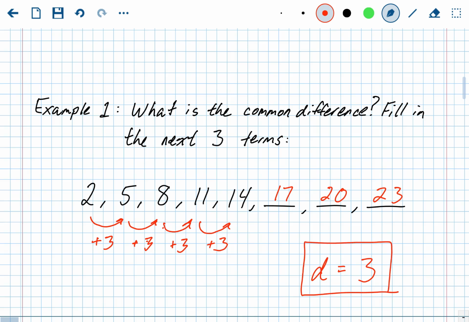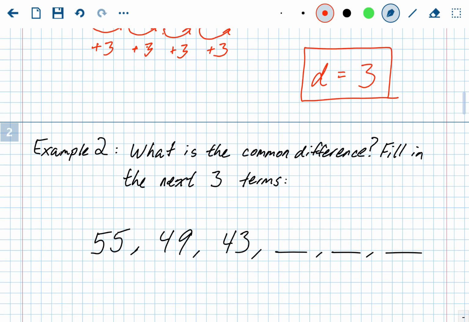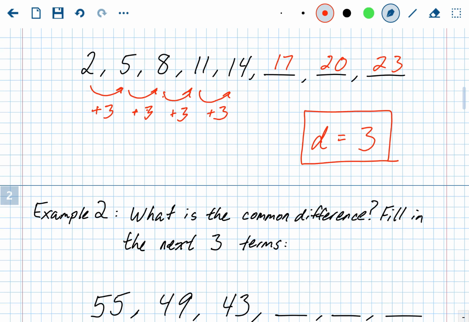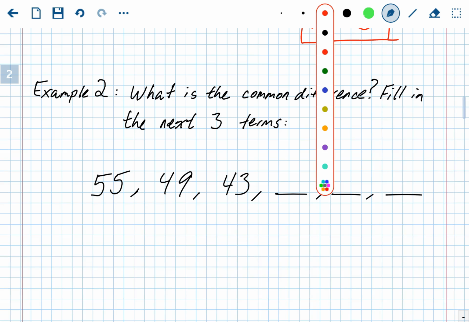These are pretty easy. Same thing on the next one. What is the common difference, and fill in the next three terms. The previous one had a bunch of numbers. Usually you need at least three numbers to establish a pattern, to make sure that pattern doesn't change.